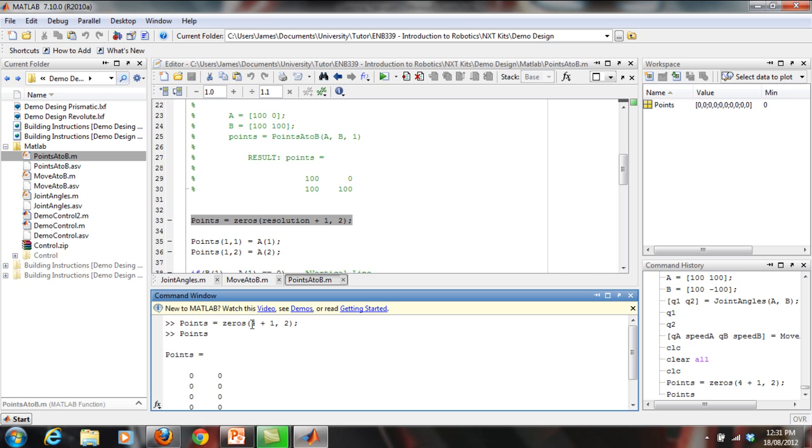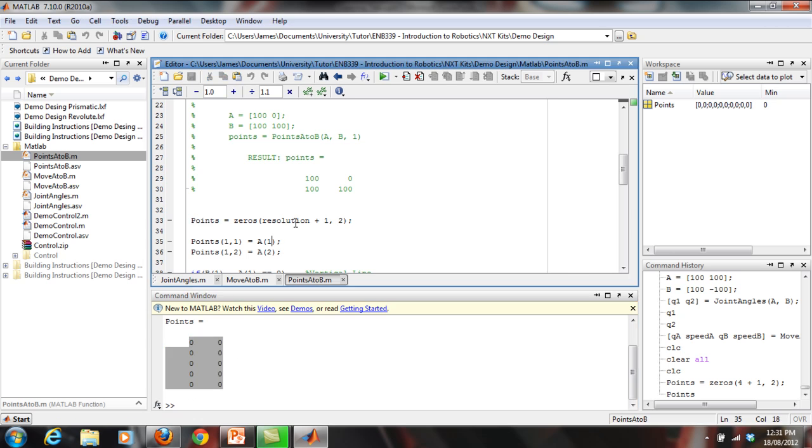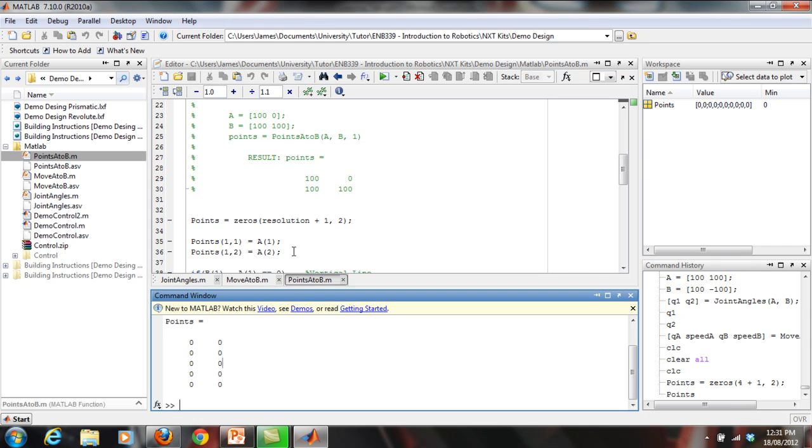Basically I'm saying, okay, I've got a resolution of 4, but really I want 4 segments, so that means I need to have 5 sets of points. And I want it to be two-dimensional, so 5 rows and 2 columns, and each one of those elements will be set to 0. That's all it's doing. It's just initializing an array to put values into, based on the resolution. It's just a good practice to get into.